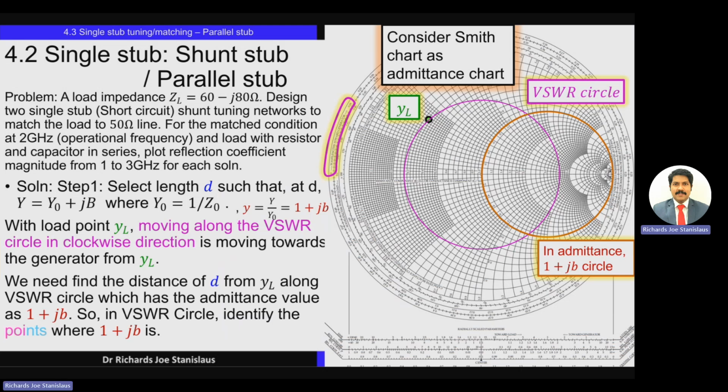So we need to find the distance D from the load along the VSWR circle, which has the admittance value 1 plus JB. Where is this 1 plus JB? We are trying to identify these two points of intersection which I just told, Y1 and Y2. So what is the distance from YL to Y1, and what is the distance from YL to Y2? Now, how do you find it out?